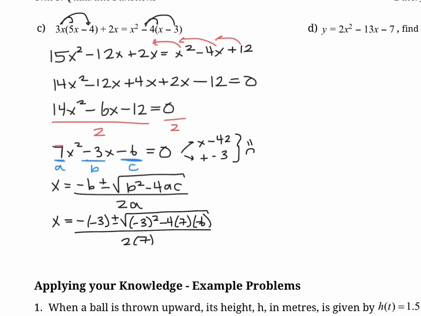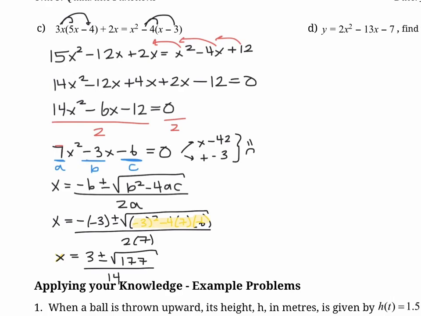So our next step is we're not going to put this all in the calculator, we're going to keep this in an exact expression. So what I'm going to do is calculate what's under the square root sign only. So I'm going to calculate negative 3 squared minus 4 times 7 times negative 6. So I have x is equal to positive 3, plus or minus the square root of 177, all over 14.